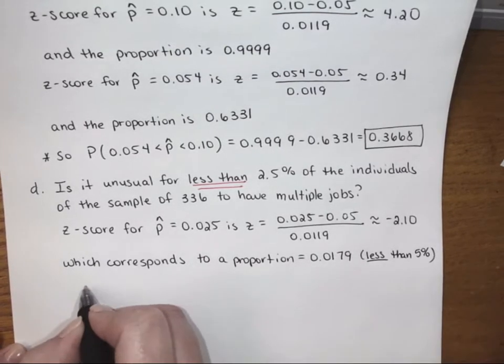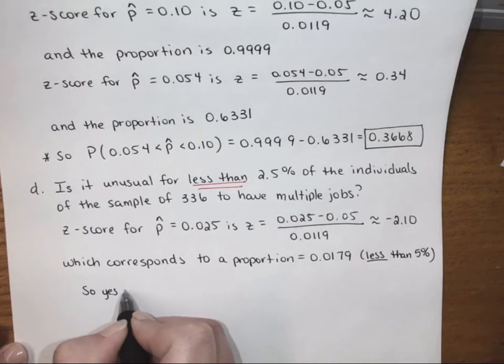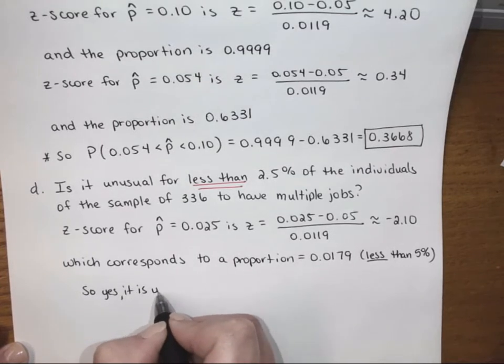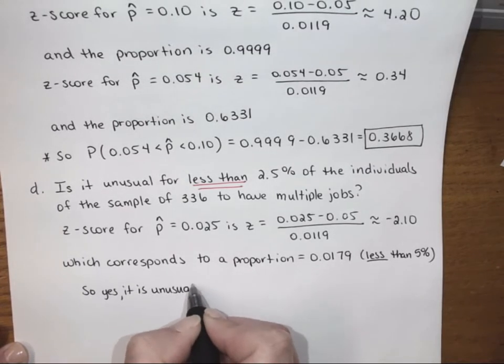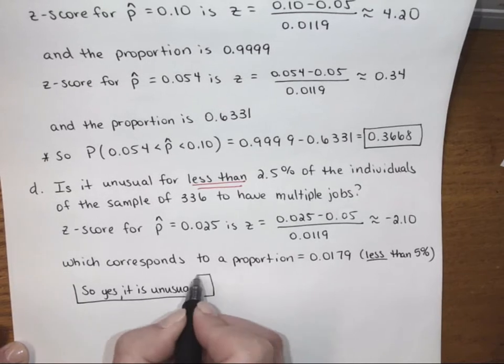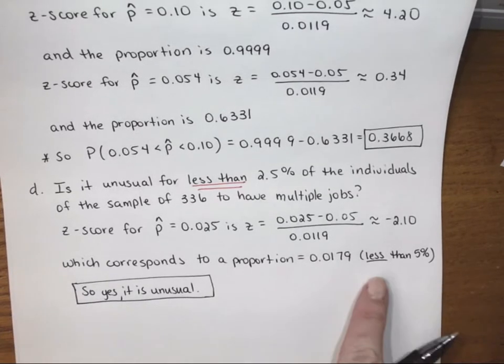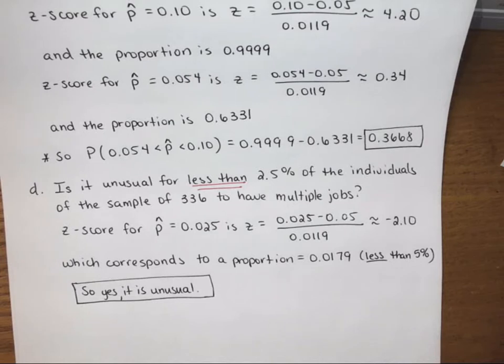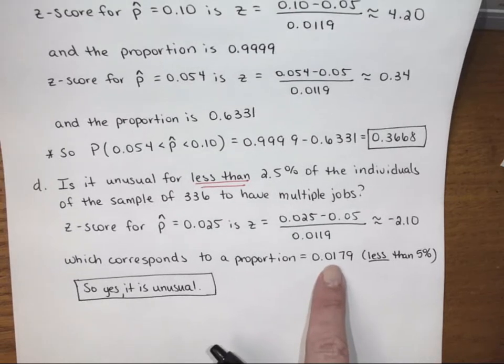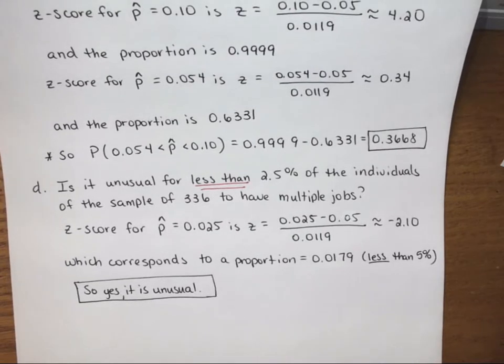So let's make sure and answer the question. Yes, it is unusual. Now your homework on this section is going to ask you to say the value. You can't just answer yes or no. So you're not going to be able to wing it. You're actually going to have to type in what the value of the proportion was and then tell the computer whether or not it's unusual based on whether it is less than 5% or not.